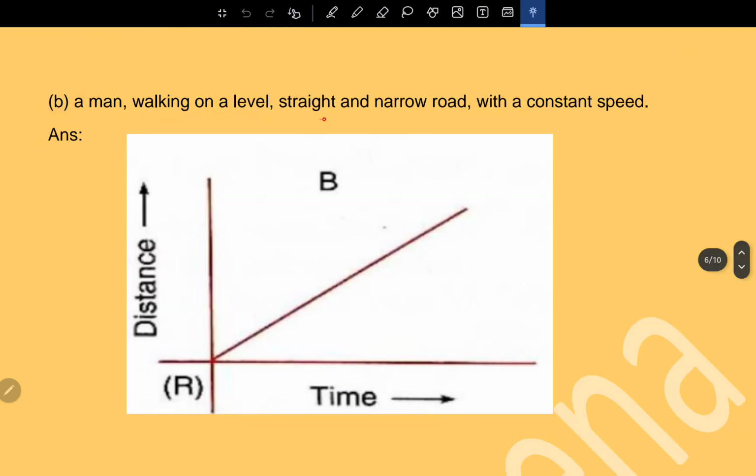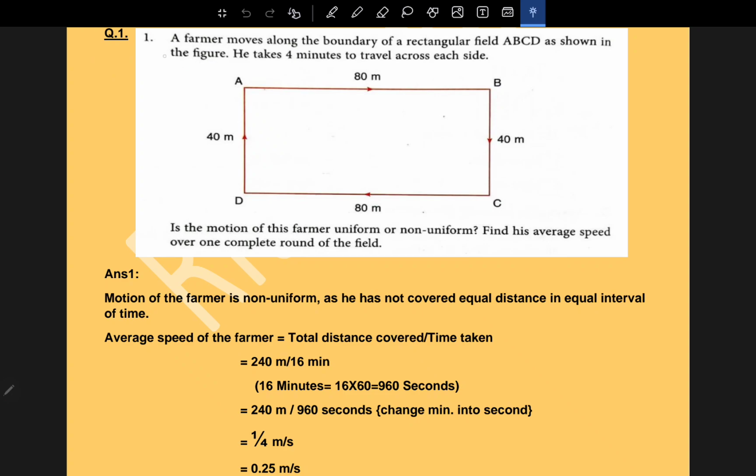B, a man walking on a level, straight and narrow road with a constant speed. This is the graph of an object when it is in uniform motion, constant speed. So this is question number 1, the E part.